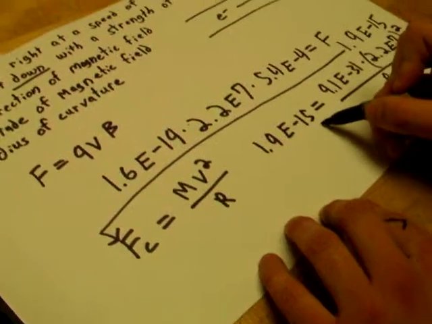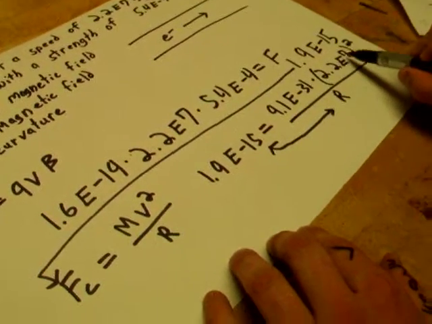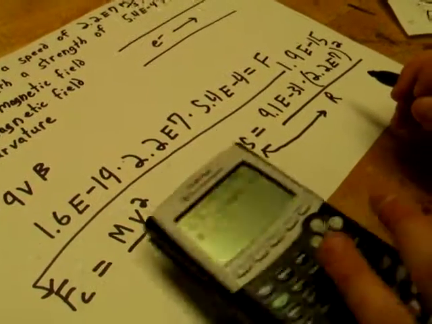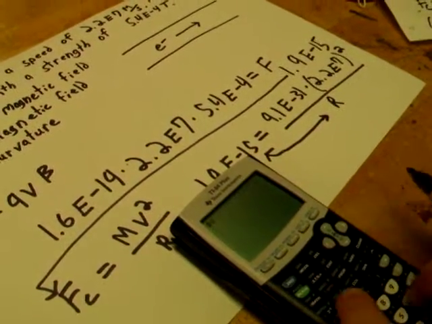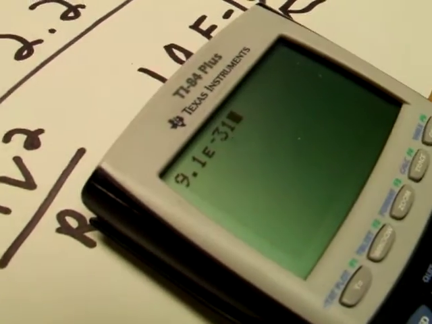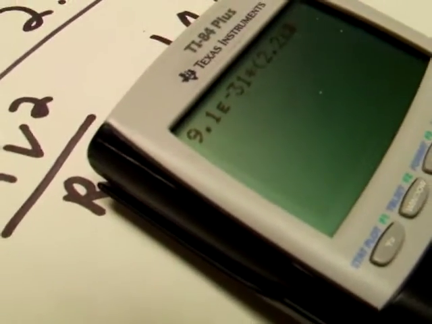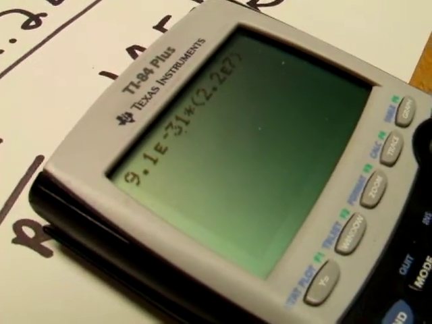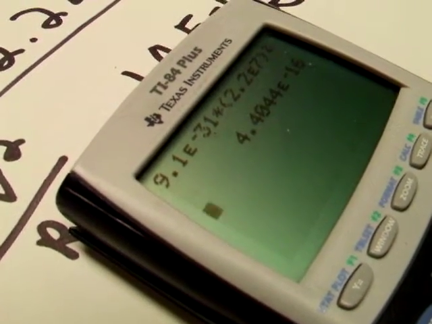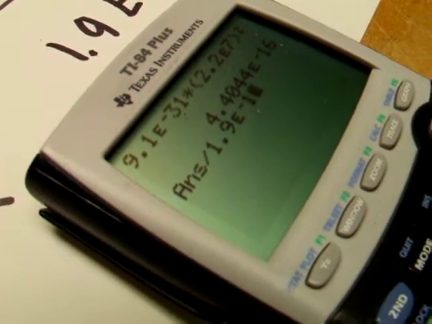How we'll do that is these two will switch places. We'll take this, type out the top part, and divide it by this to find our r. 9.1e-31 times 2.2e7 squared, then divide that by 1.9e-15.